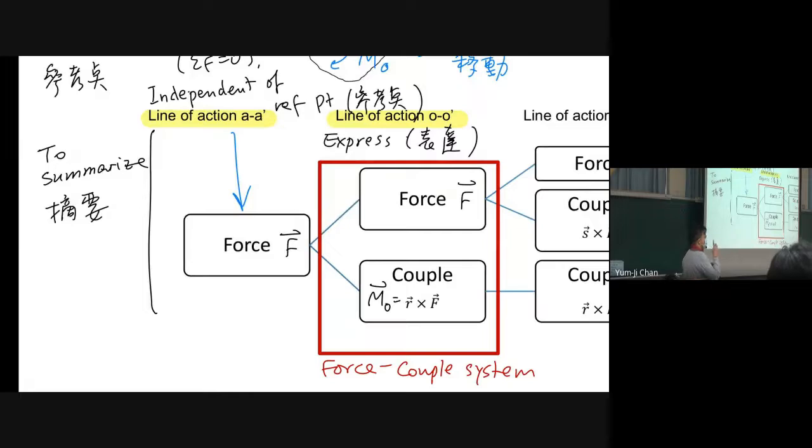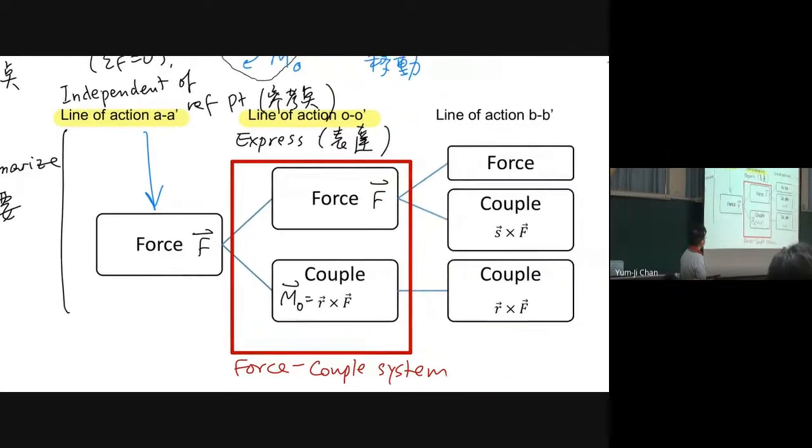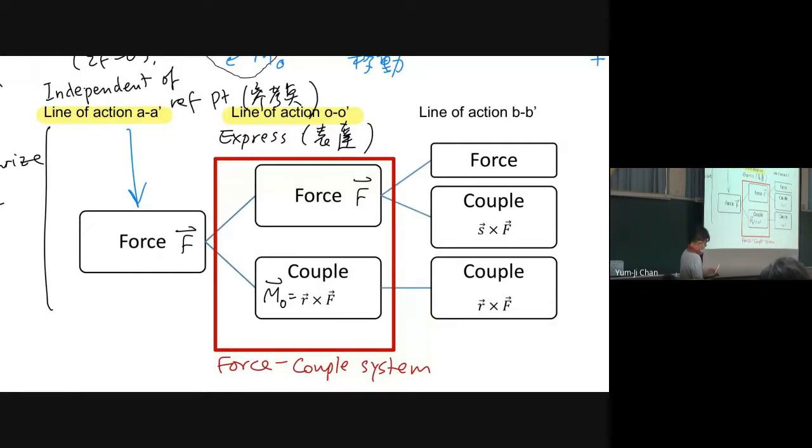If we want to express the force on another line of action, say through point B, we first consider the force, and it will become a force and a couple through point B. And we have the original couple from point O, and then we move it directly to point B. So for this force couple system, MB is equal to S cross F plus MO. Is that clearer?